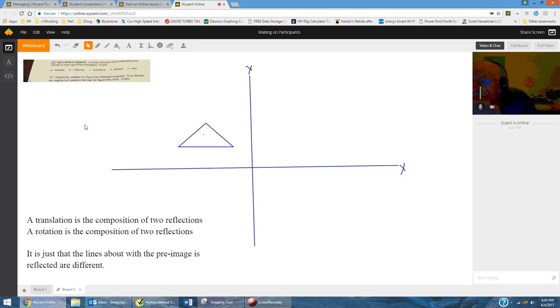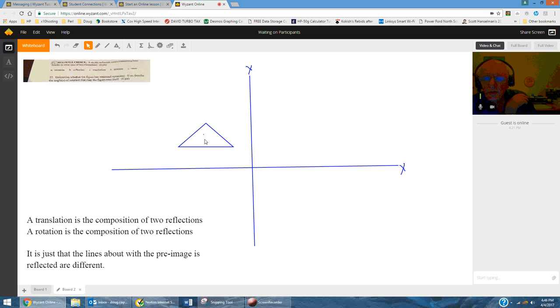Okay, problem number 21, multiple choice. A double reflection across intersecting lines results in what type of transformation? Here's where I don't know exactly how much detail to go into, Lorena. So I'm going to maybe be a little more complex than you need, but not as detailed as I could be. A translation is the composition of two reflections. A rotation is also the composition of two reflections. It is just that the lines about which the pre-image is reflected are different. That's why you get different results.